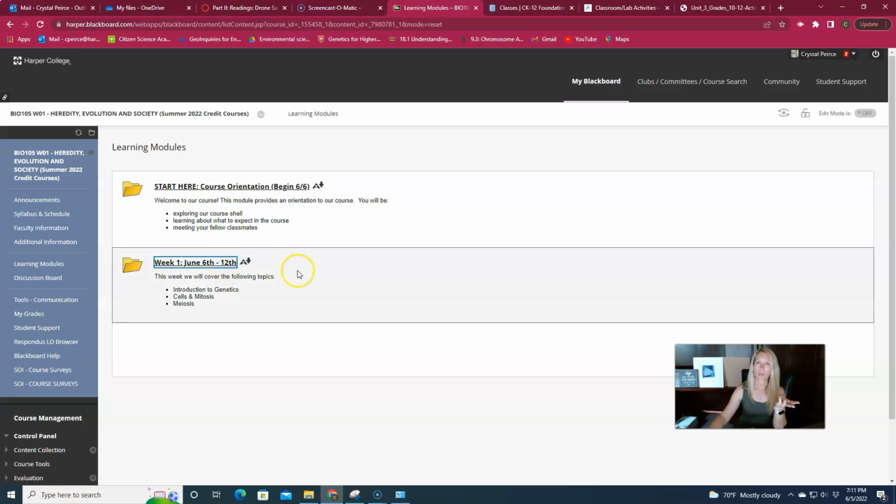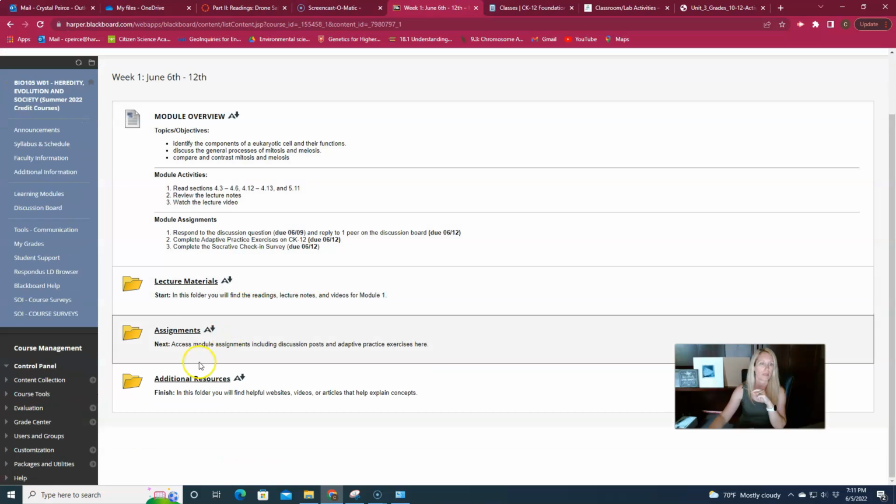Last but not least, we have the check-in. So the check-in is using a website called Socrative. So let me go back here to assignments.